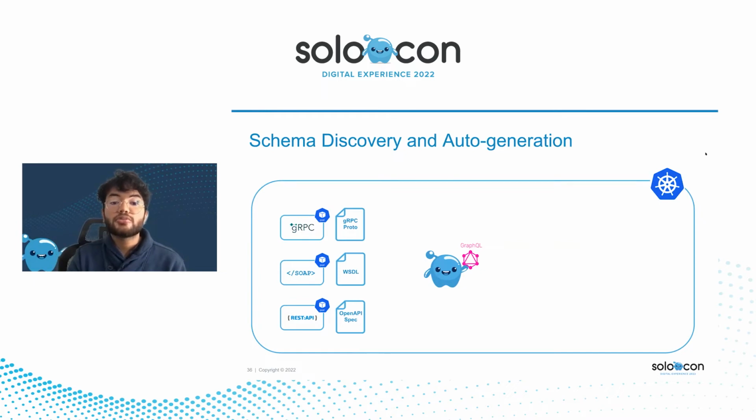Gloo GraphQL also makes it especially easy for customers to migrate from existing APIs over to GraphQL APIs without ever touching a line of application code. We call this schema discovery and auto generation. Let's say you have a gRPC, SOAP, and REST API microservice running in your Kubernetes cluster. Gloo can discover these API specifications and definitions and translate them directly into GraphQL schemas and resolvers.